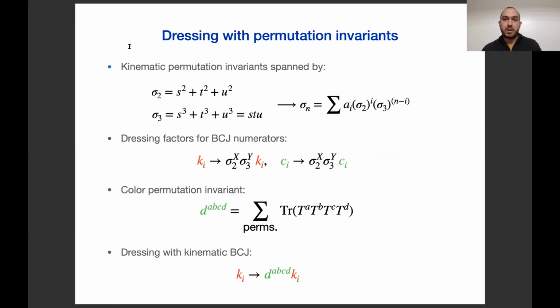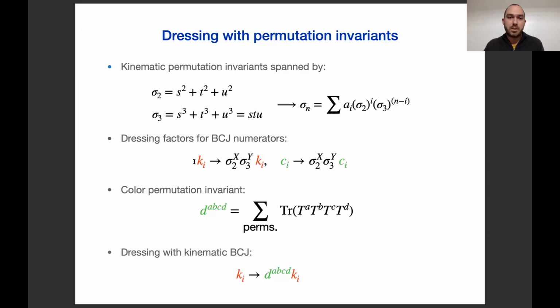The first step to classify the solutions, and the simplest, is just to dress them with permutation invariants. So at 4 points, there's just 2 permutation invariants, sigma 2 and sigma 3. Any higher mass dimension permutation invariant, you can just decompose into these 2. And then you can use these permutation invariants to address BCJ numerators.